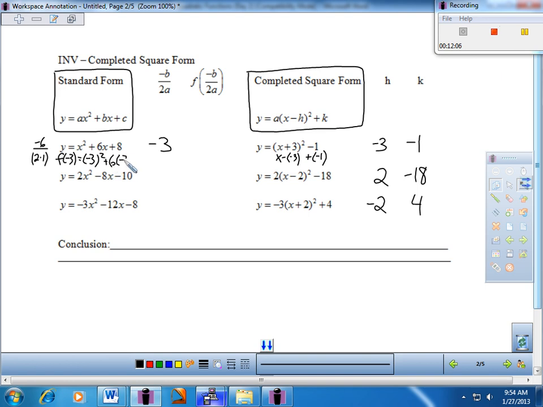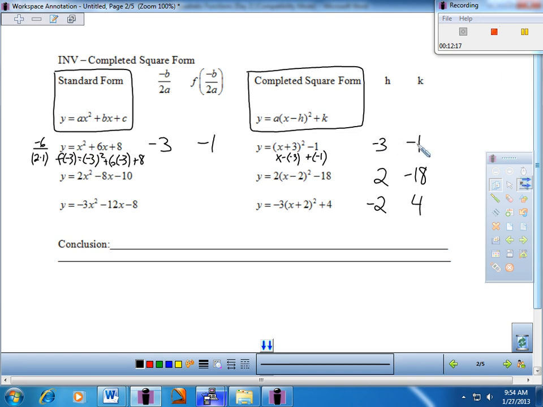So 6 and negative 3, and add the 8. And in this case, it looks like I get a 9 minus 18. So that's negative 9 plus 8. Negative 9 plus 8, everybody, is negative 1. And that would be the vertex for this particular equation in standard form. Notice, look over here, everybody. Look at h and k.